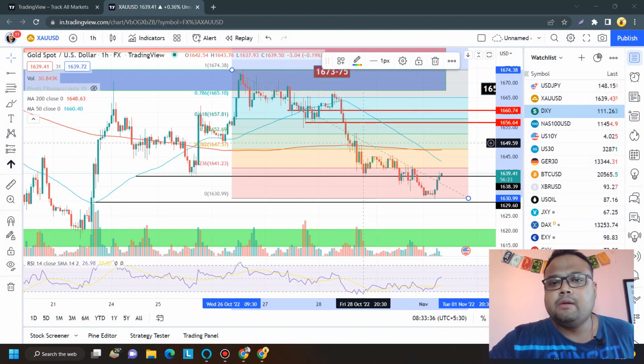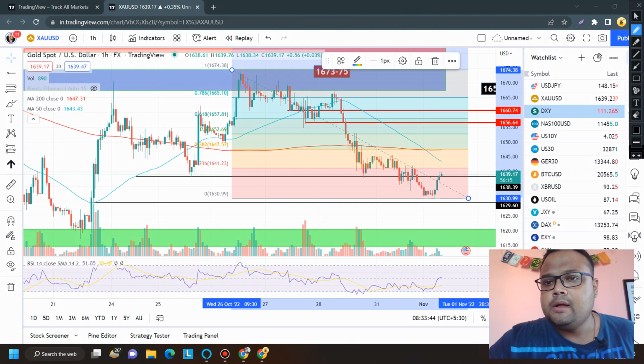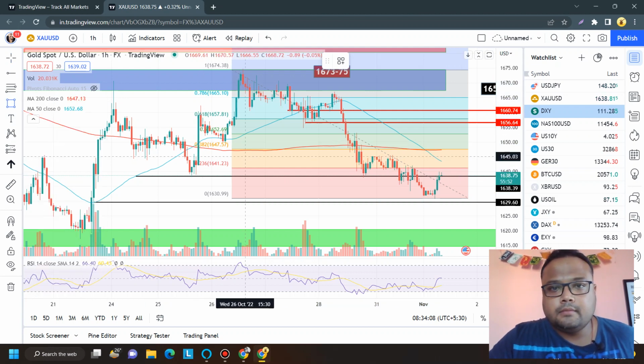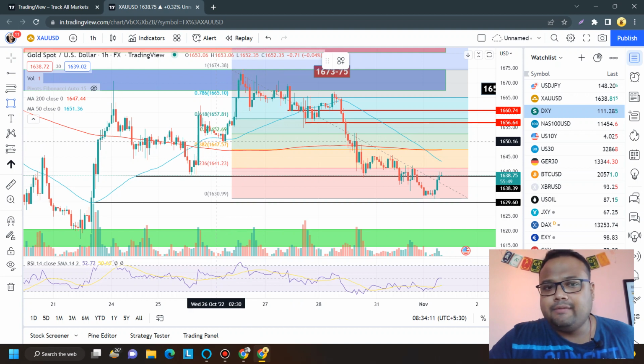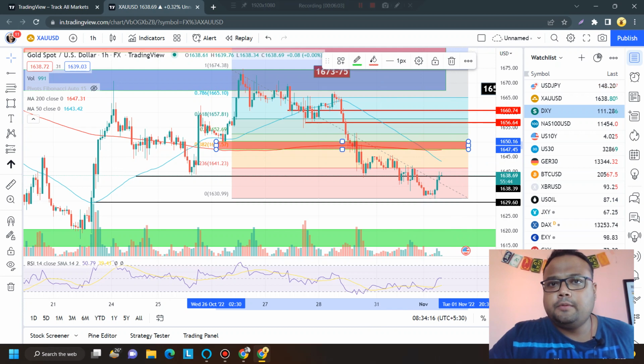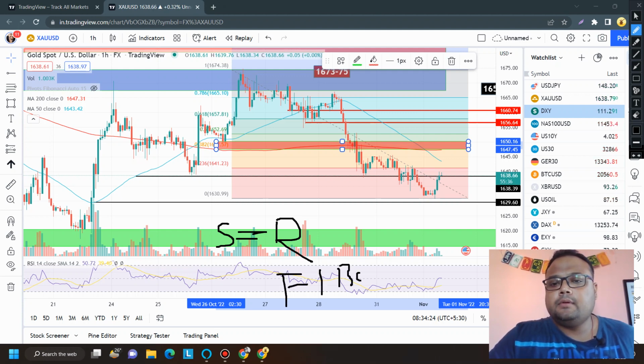Why? Let me show you. First of all, we have the Fibonacci 38.2% retracement level here. Then we also have the 200 moving average, the red line. And thirdly, you can see the market has bounced from this level previously, around 1650. So previous support may act as resistance. Fibonacci 38.2%, 200 moving average, plus previous support acting as resistance.